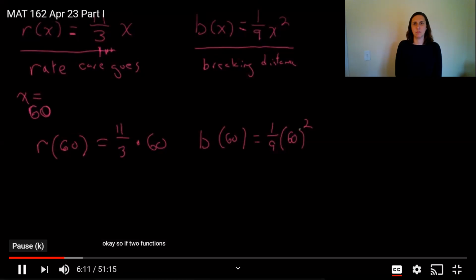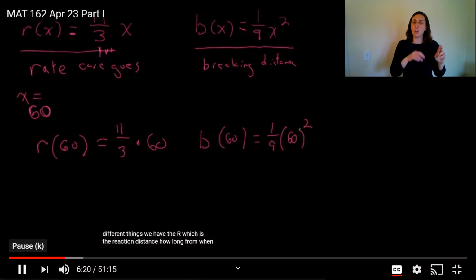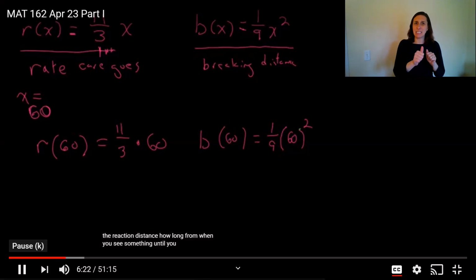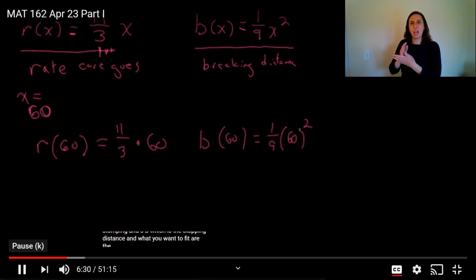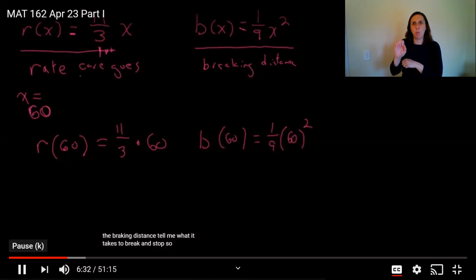All right, so we have two functions that do different things. We have the R, which is the reaction distance, how long from when you see something until you can start stopping, and the S and B, which is the stopping distance, or the braking distance, how long it takes to brake and stop. So you see something at 60, how far have you gone until you stop?